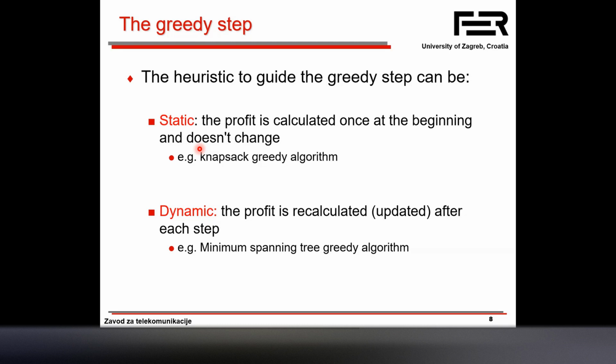Their weights and values have not changed, right? So they remain static, or their profit, how much they contribute to the objective function, doesn't change as my algorithm proceeds.